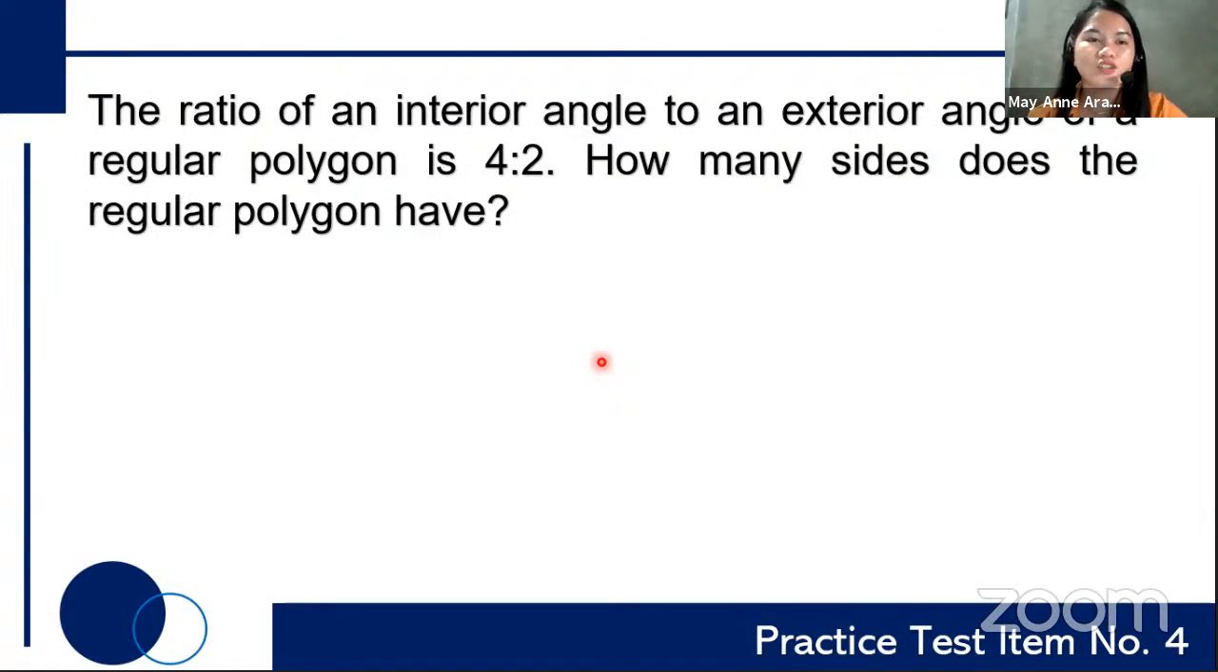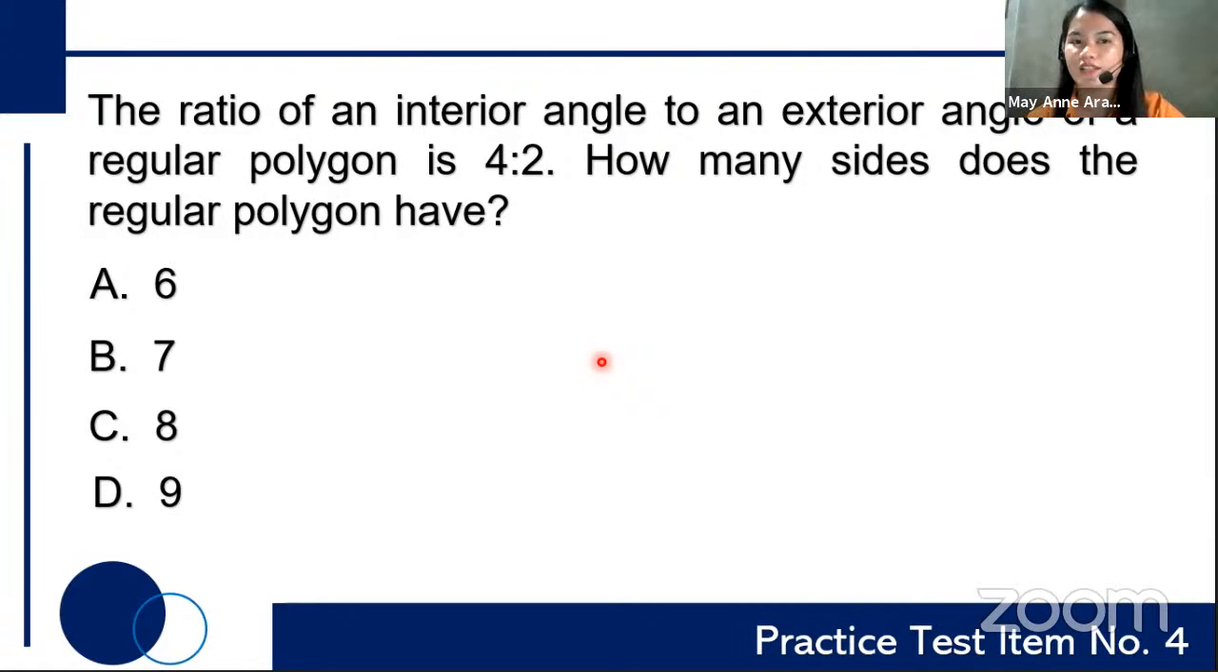Next, the ratio of an interior angle to an exterior angle of a regular polygon is 4:2. How many sides does the regular polygon have? A 6, B 7, C 8, and D 9. Again, di ba pinakita ko sa inyo yung illustration ng interior and exterior angle? So they form what? A linear pair. So their sum must be equal to how many degrees, if they form a linear pair?